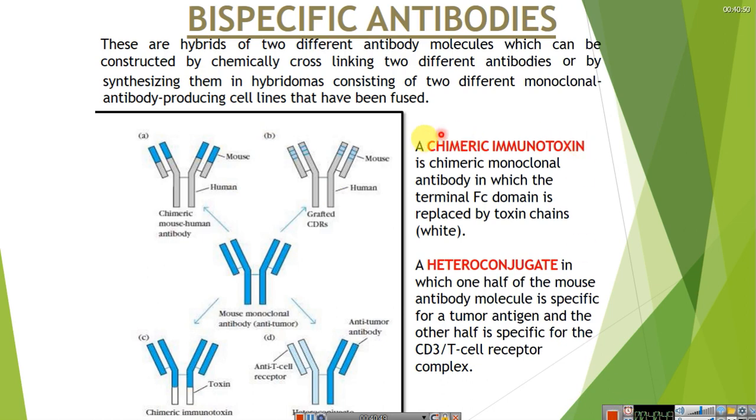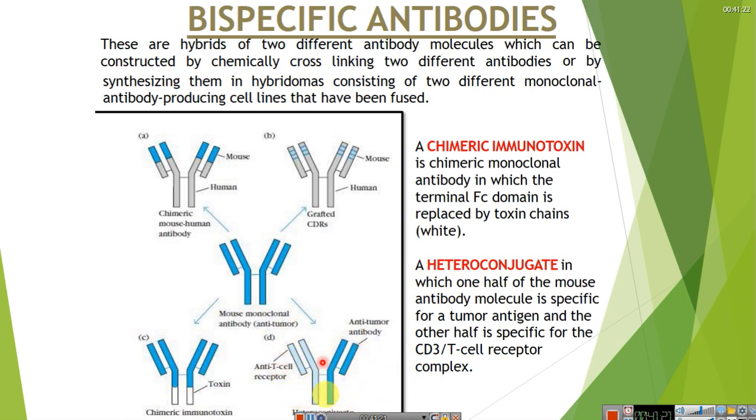You should know what a chimeric immunotoxin is. Okay, a chimeric molecule having a toxin molecule attached, where the constant region only is replaced with the toxin. Okay, by chemical binding, the toxin has been attached to the immunoglobulin protein.